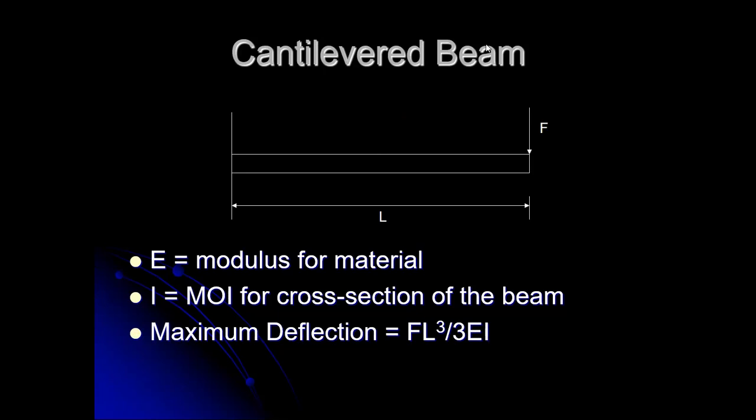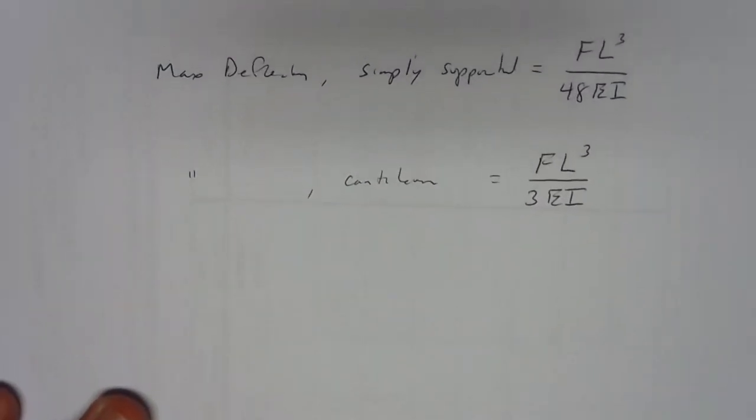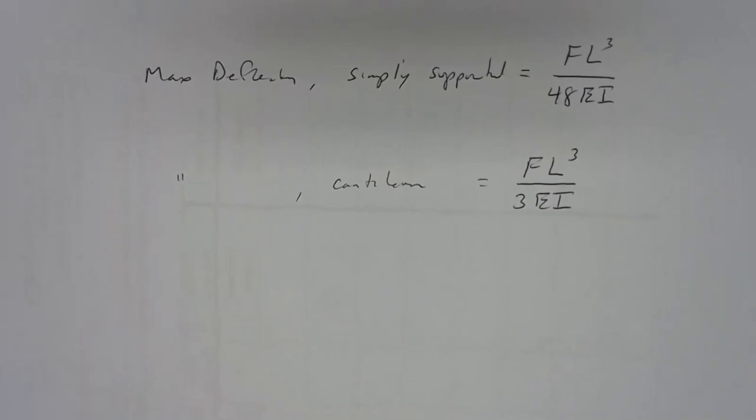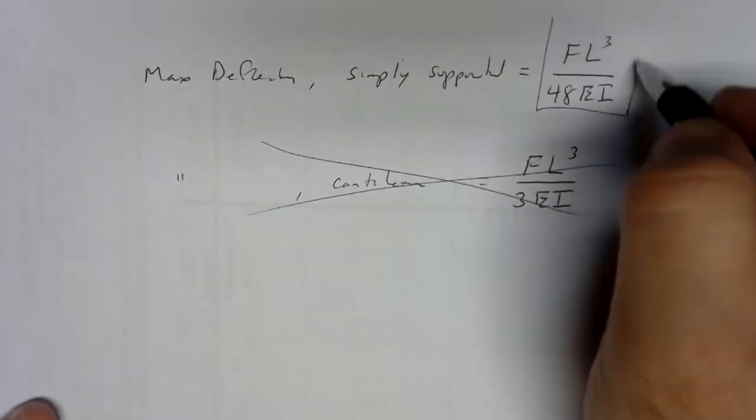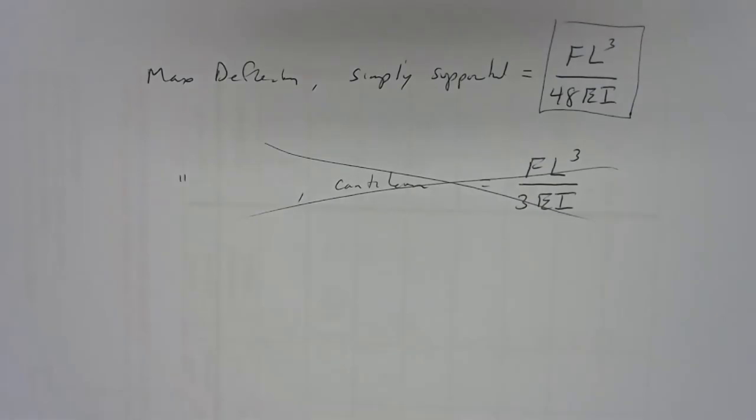So those are our two equations. And I would encourage you to have those down on an index card somewhere, maybe even with the picture of what a simply supported beam looks like and what a cantilever beam looks like. Well, here we've got a simply supported beam, so we don't need the cantilever equation. We're dealing with FL cubed over 48 EI.